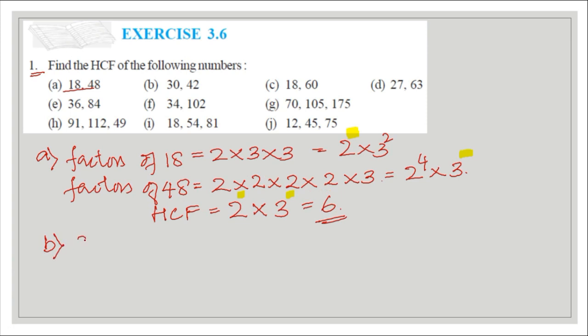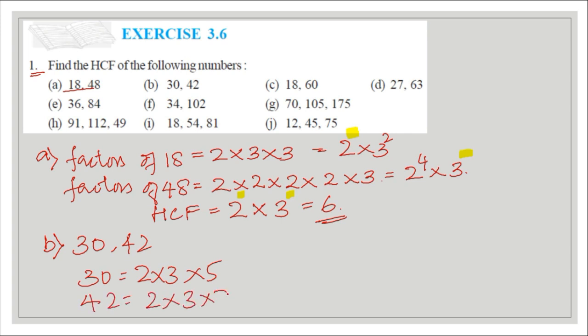Let me give another example, 30 and 42. 30 can be expressed as 2 into 3 into 5 and 42 can be expressed as 2 into 3 into 7. Here the highest common factor is 2 into 3. Their powers are 1 each, so the highest common factor is 6.